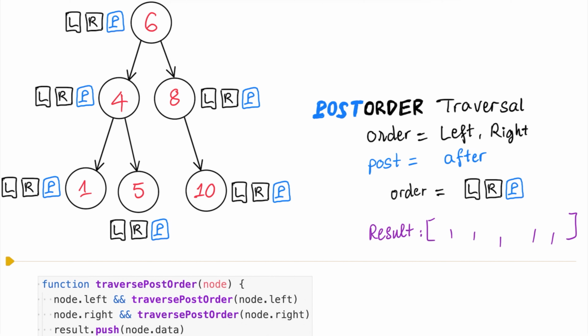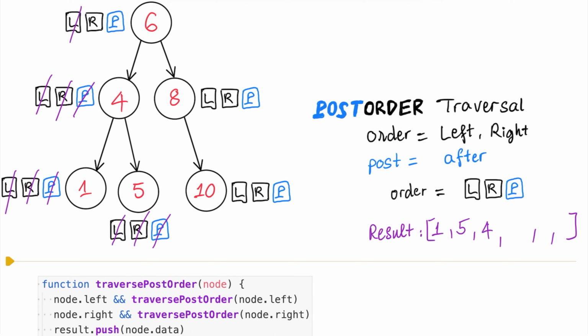We start at 6, and then we go left, and we see 4, and then we go left, and then we see 1. We go left, then we go right, and then we process 1. We put 1 into the result array, then we finish 1, then we return to 4. We go right of 4, we see 5, we go left of 5, we go right of 5, and then we process 5. We put 5 into the result array, and then we finish 5. We return to 4, then we process 4, we put 4 into the result array, then we finish 4.